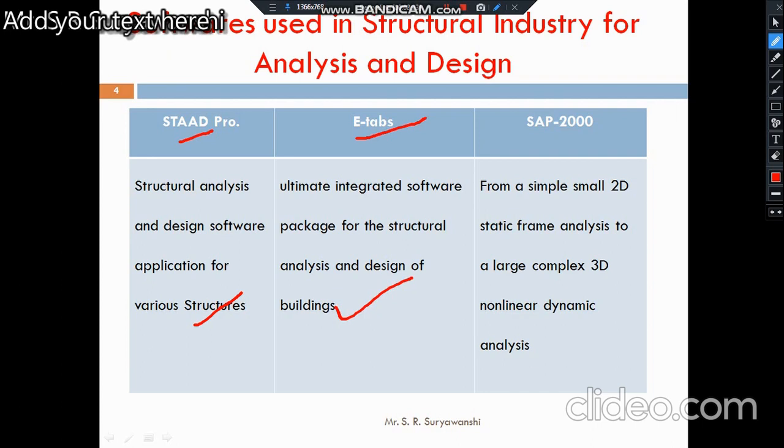Next software is SAP 2000. SAP 2000 is mostly useful for the analysis of frames. From simple 2D static frames to large complex 3D non-linear dynamic analysis can be performed using SAP 2000. You have to study the basics of SA2, then you can apply those basics to use the software.